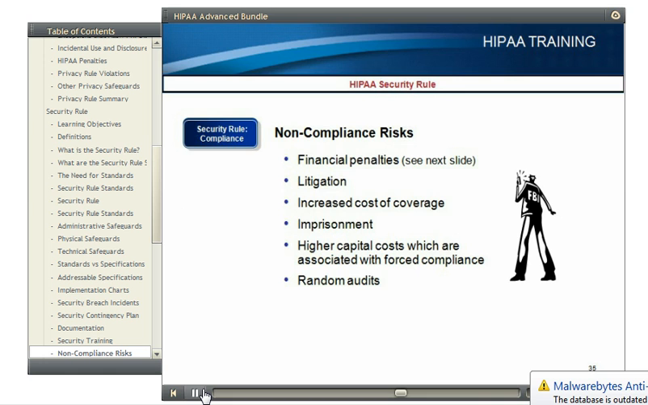Non-compliance risks. Financial penalties. See next slide. Litigation. Increased cost of coverage. Imprisonment. Higher capital costs which are associated with forced compliance. Random audits.